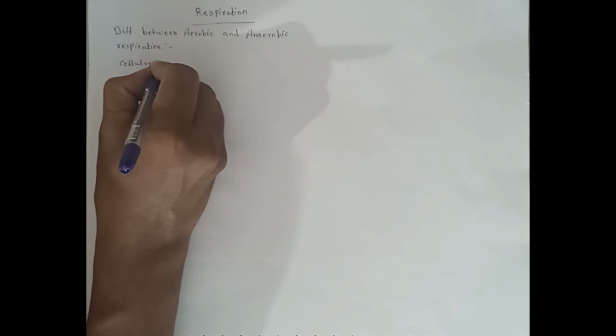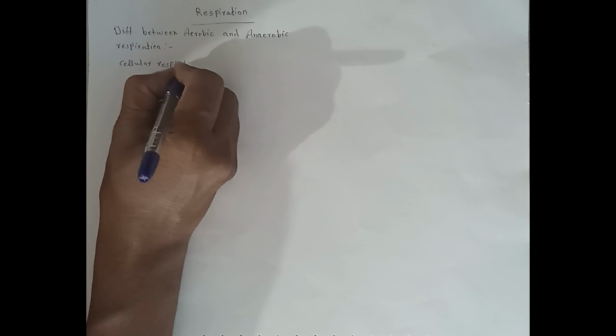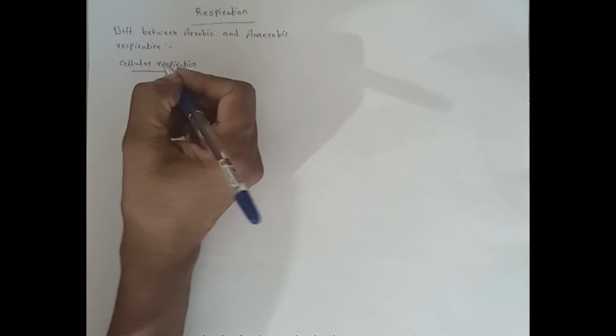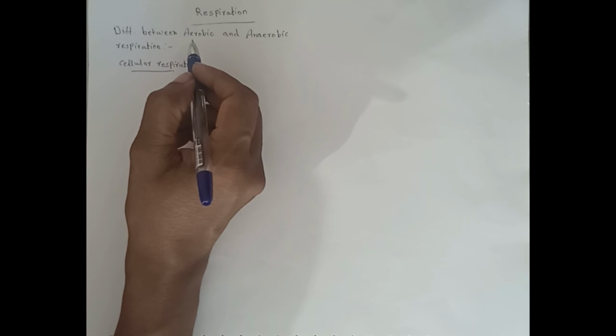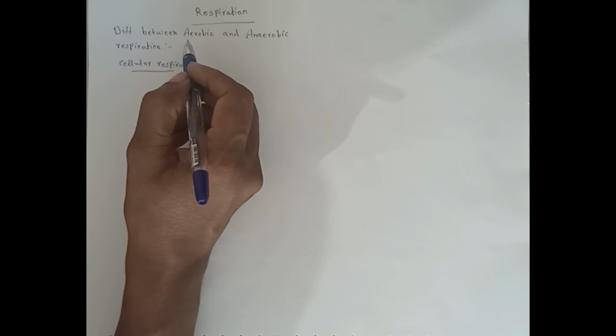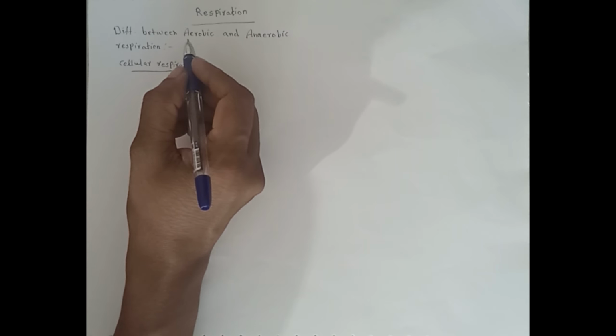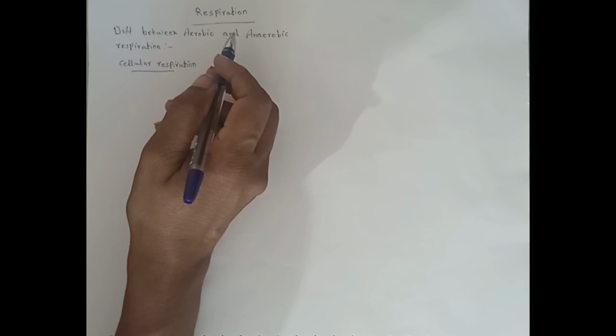Cellular respiration. In all cases, that is aerobic and anaerobic respiration, the first step is the breakdown of glucose into a 3 carbon molecule called pyruvate. The first step is the breakdown of the 6 carbon glucose molecule to a 3 carbon molecule called pyruvate. This process is known as glycolysis.